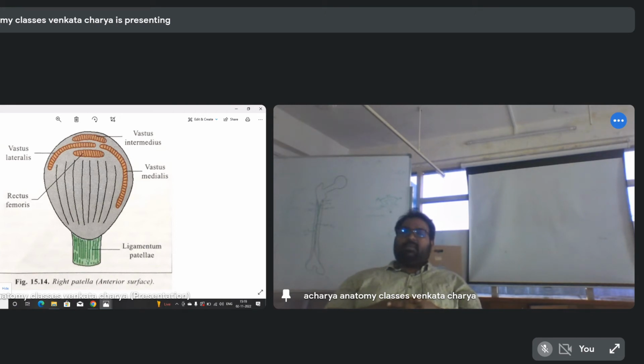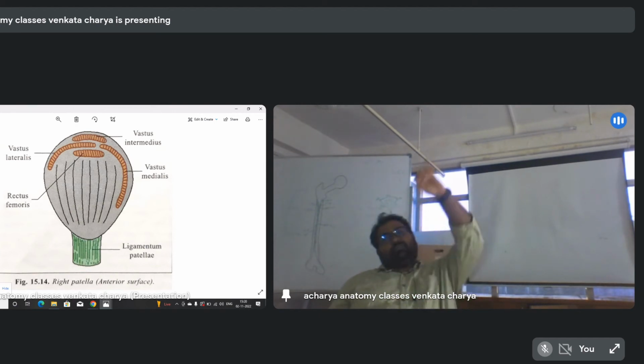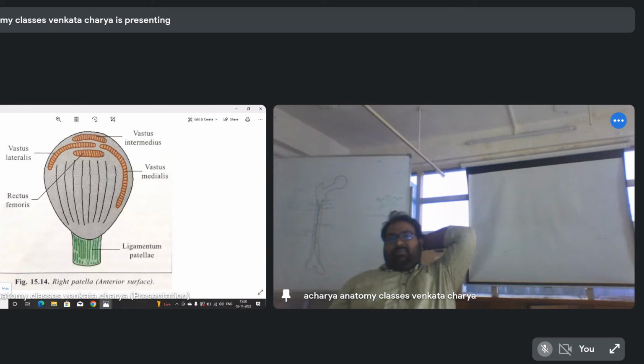Okay. Next, apex completed. Base completed. Next, medial border. Upper part of the medial border. There is an insertion of vastus medialis.